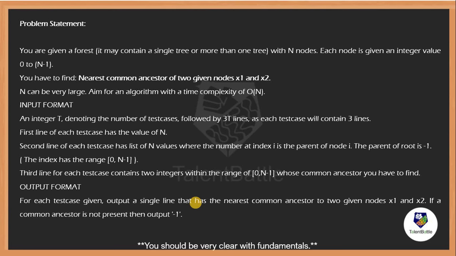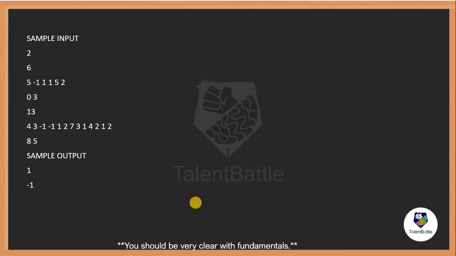So to make it very easy, I will provide you the steps that you can follow for finding the nearest common ancestor, and then we will apply the logic in the coding part. Again, I will be explaining the code line by line as well. So let us first consider the test cases provided, and according to that we will follow the common ancestor process. So this is the sample input provided for us.